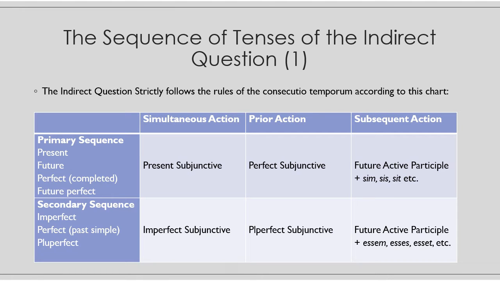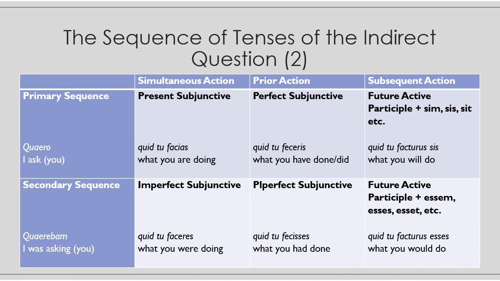The indirect question is very easy to learn because it strictly follows the rules of the sequence of tenses. And if you don't remember it, here is a sort of chart summarizing all of its uses. I don't want to focus on theory that much, but on practice, on how we practically find the indirect question.